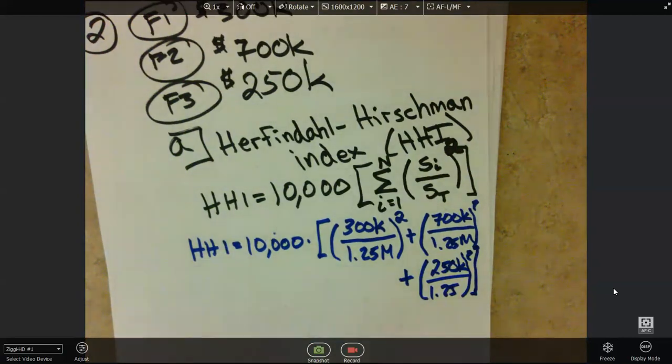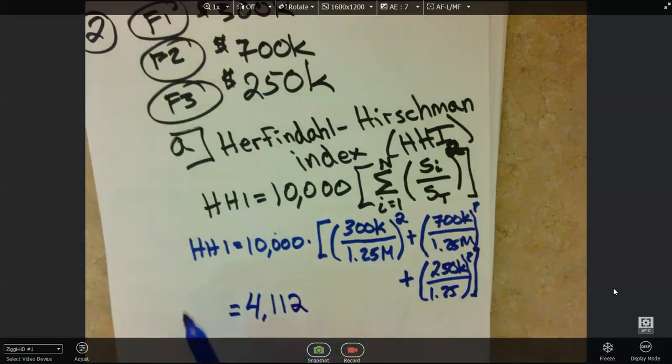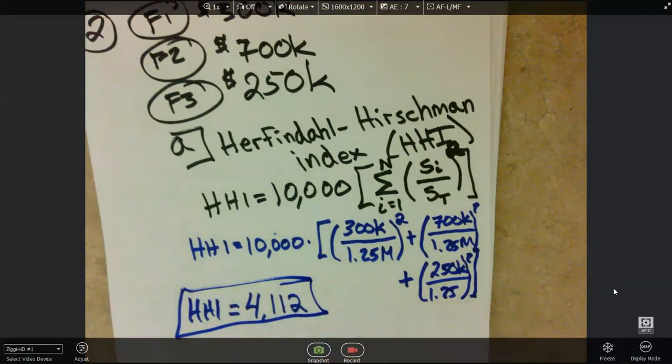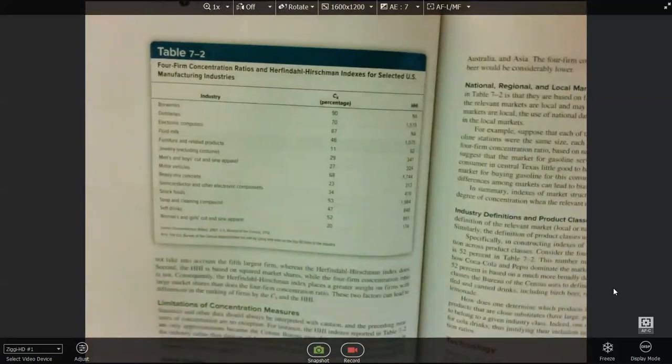So if we do that calculation, it all comes out to 4,112, which is our final answer. So remember, it can be between 1 and 10,000. Let's go back to our textbook. Let's take a look at some examples of this again in table 7.2.